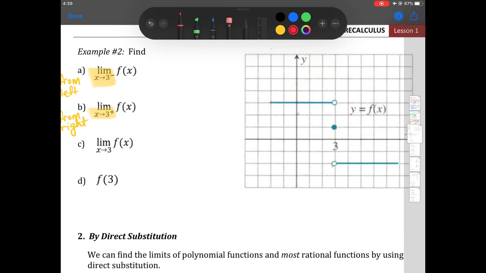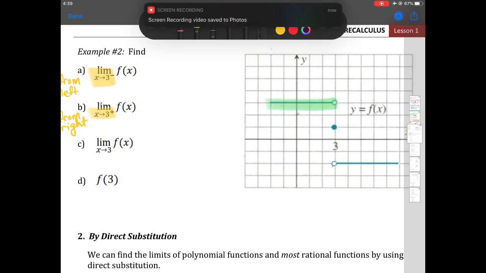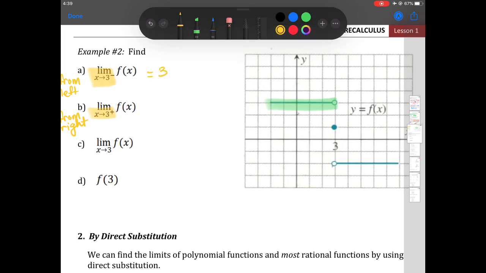Okay. Let's start with example 2. It says find the limit from left of f of x. So let's trace it again. If I trace it from the left, what value is it approaching? It is approaching 3. So let's write that down. From the right, if I trace my graph in a different color, what value is it approaching? What's my y value? It is -2.